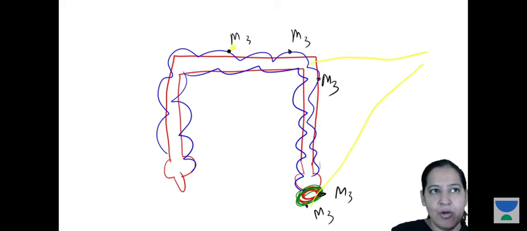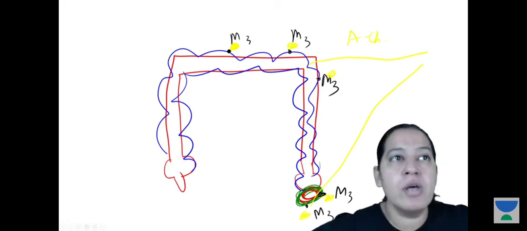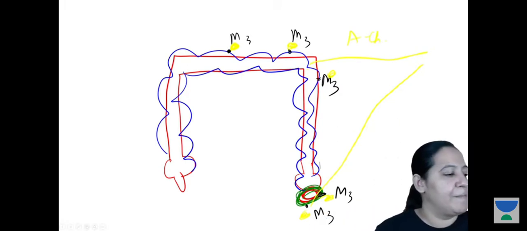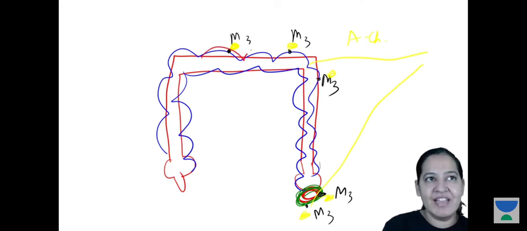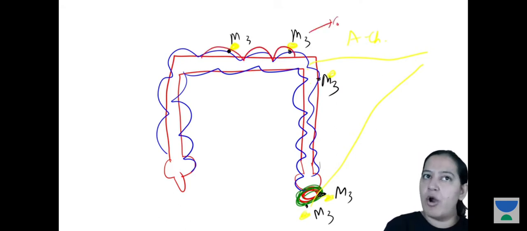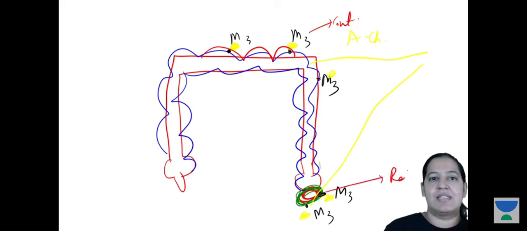When acetylcholine binds with the M3 receptor here, and the M3 receptor here also in the sphincter, what was this acetylcholine doing? It was contracting these muscles. The acetylcholine was contracting the wall muscle. The wall muscles showed contraction by acetylcholine, and the sphincter was relaxed.